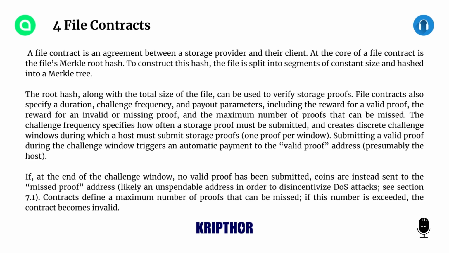Submitting a valid proof during the challenge window triggers an automatic payment to the valid proof address, presumably the host. If, at the end of the challenge window, no valid proof has been submitted, coins are instead sent to the missed proof address, likely an unspendable address in order to disincentivize DOS attacks. See Section 7.1. Contracts define a maximum number of proofs that can be missed. If this number is exceeded, the contract becomes invalid.